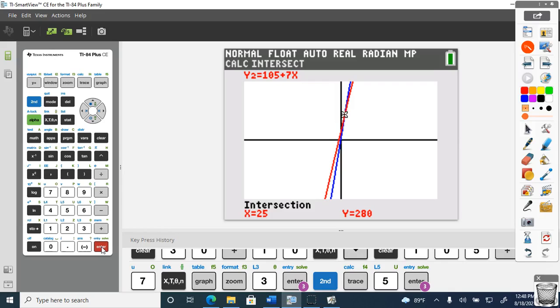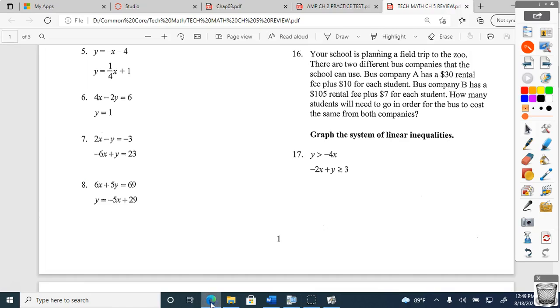Unless you want 280. No, that's the y. And do you see a y in our problem? No, we just had x's. Okay? So, 25 students have to go for it to not matter, okay? If 25 students go, we can go with company A or company B, either one, and it will not matter which one we pick because we'll pay the same price. Okay? Everybody good?